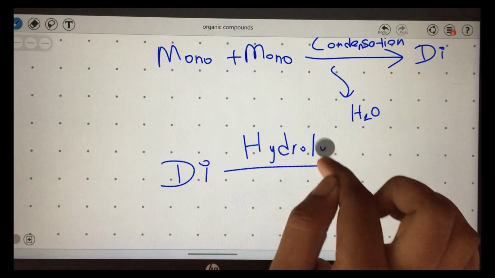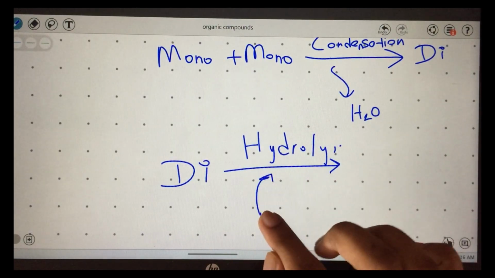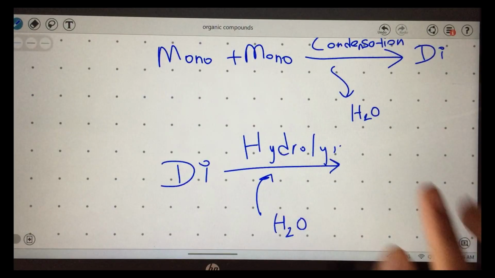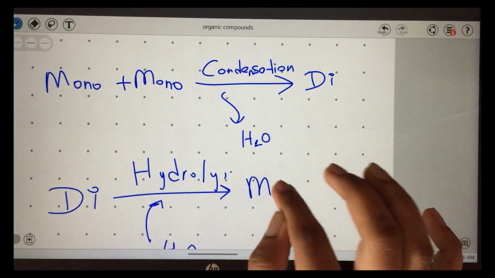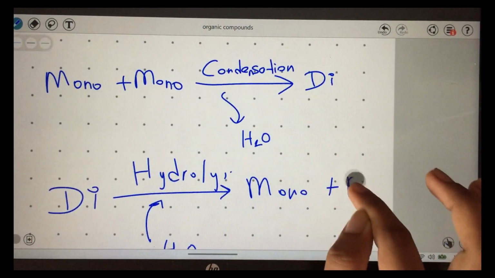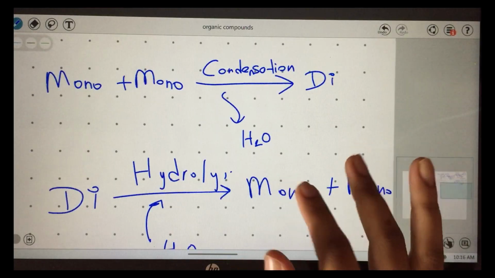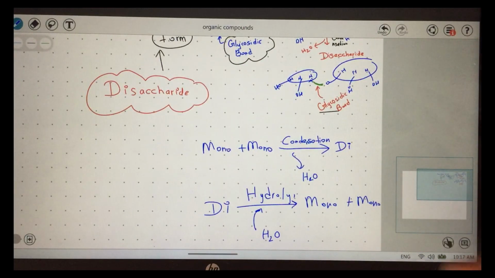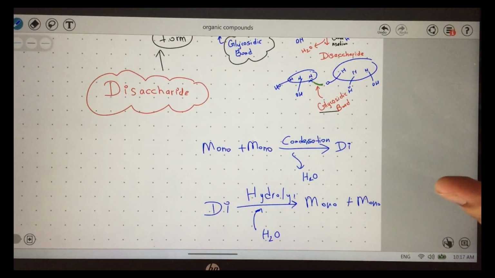Hydrolysis. What is the meaning of hydrolysis? When you add water, that is the opposite of condensation. Then you result in a monosaccharide and another monosaccharide. Do you understand the difference between these two terms? It's very important to understand, okay?